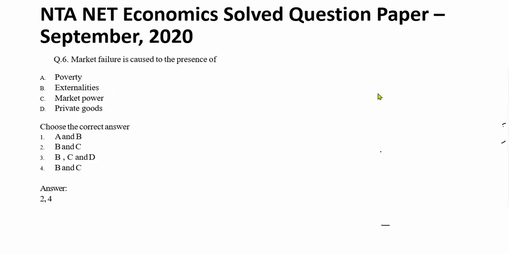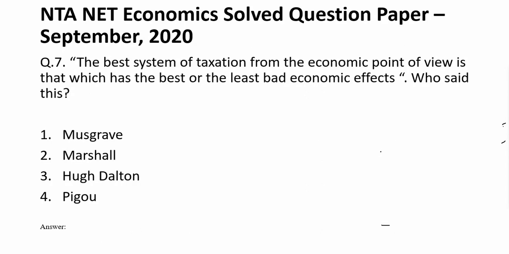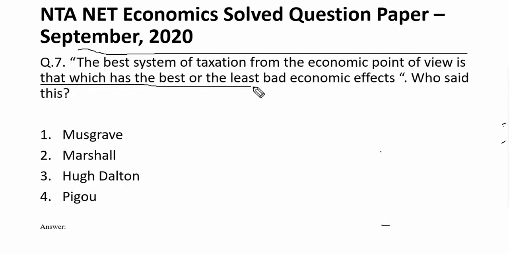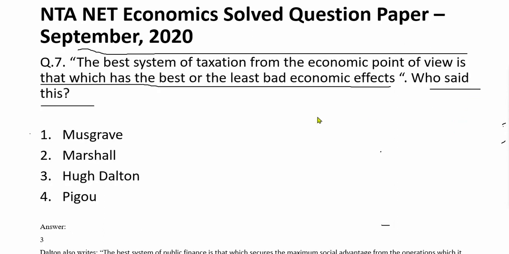Now let's look at a different question. It's a very straightforward question. It says there is a quotation, that is, the best system of taxation from the economic point of view is that which has the best or the least bad economic effects. So we have to tell who has given this quote. There are four options: Musgrave, Marshall, Hugh Dalton, and Pigou. And the answer is Dalton.